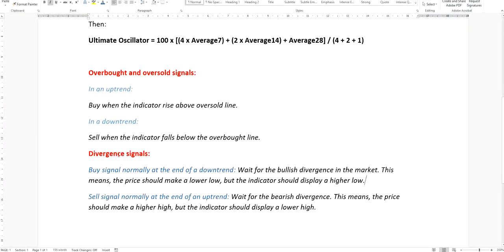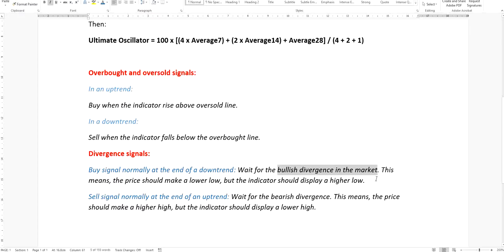The other type of signals that we can get is divergence signals. Divergence signals normally happen at trend reversals. A buy signal normally comes at the end of a downtrend, so we wait for the bullish divergence in the market. What is a bullish divergence? We explained bullish divergence and bearish divergence in other indicators. When I discussed the other side, for example, I explained this as well.